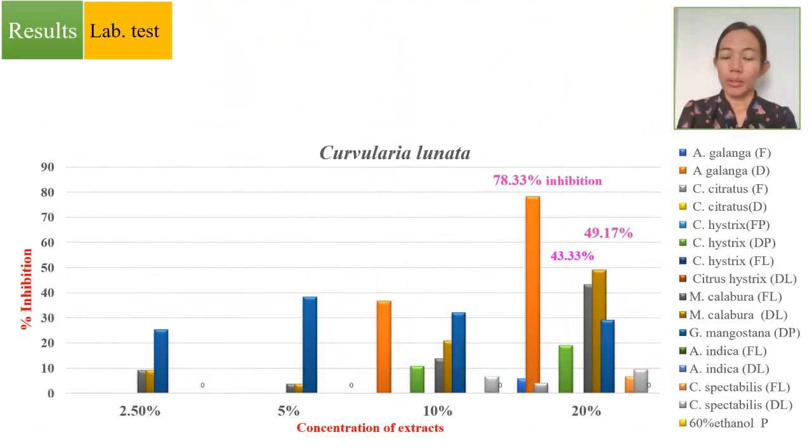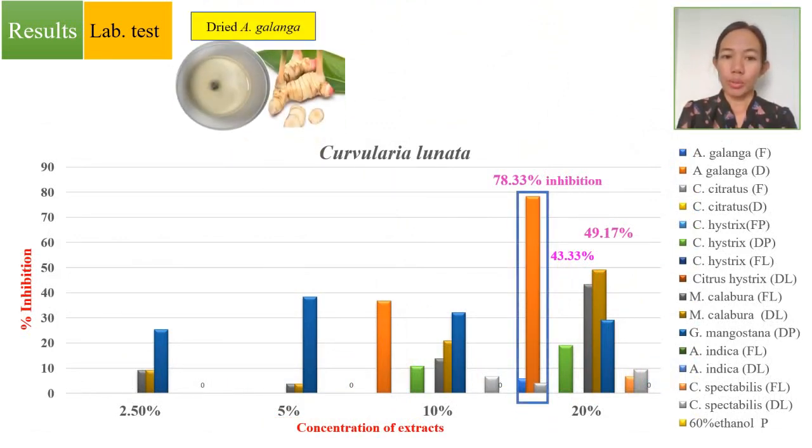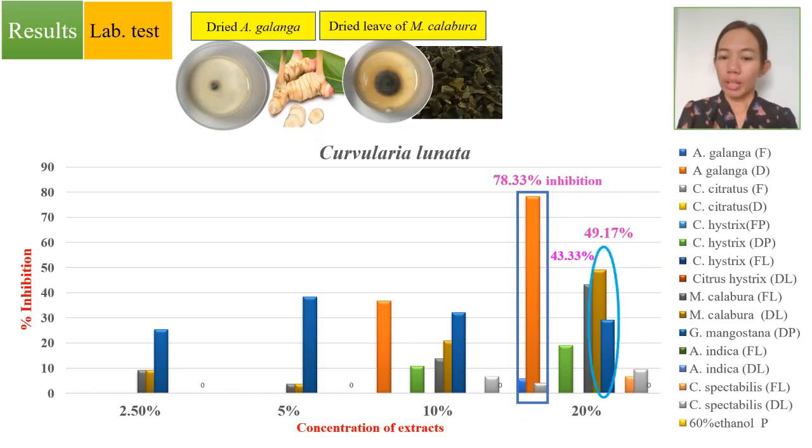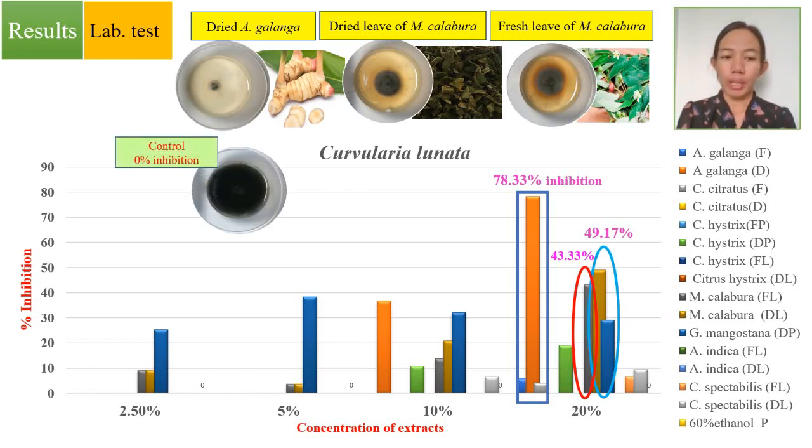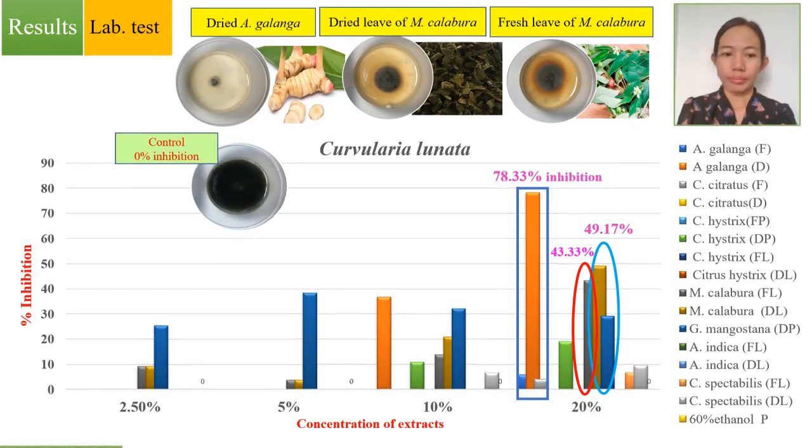On the growth of the Curvularia lunata fungal pathogen, the results show dry Alpinia galanga highly inhibited it with 78.33% inhibition, followed by dry clavulata leaf with 49.17% inhibition, and then fresh clavulata leaf with 43.33% inhibition. In the control treatment, no inhibition was found.